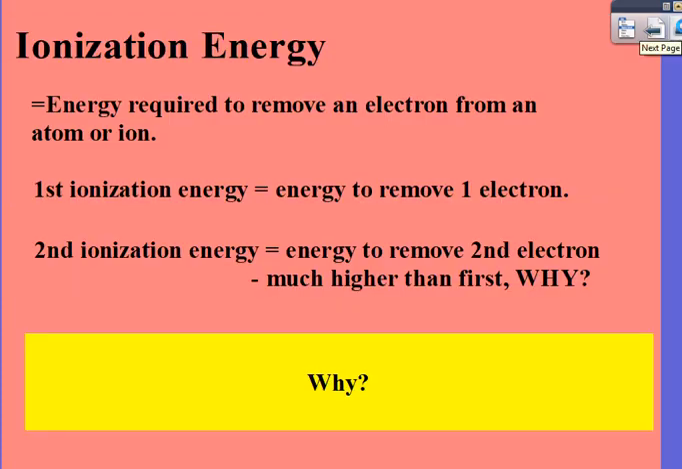So one trend that you're going to have to be able to explain is ionization energy. Ionization energy is the energy required to remove an electron from an atom or an ion. First ionization energy is the energy to remove one electron. That's generally what we're looking at when we're comparing atoms and their ionization energy.